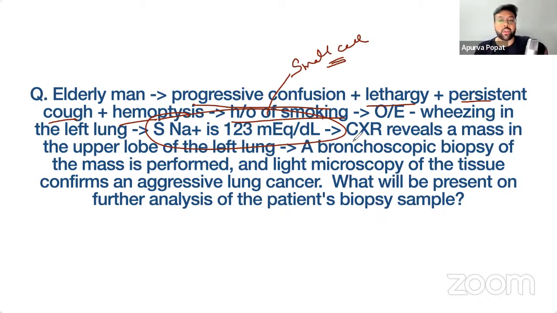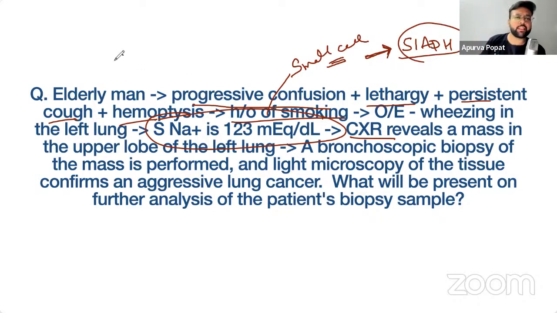And now the question says, chest x-ray showing mass, and you do the biopsy, and the biopsy confirms the aggressive lung cancer. What kind of lung cancer do you see? That's a small cell carcinoma that secretes what? ADH. As a result of that, you get serum sodium low. ADH, perfect, and that is called SIADH. So because of SIADH, you can get hyponatremia.